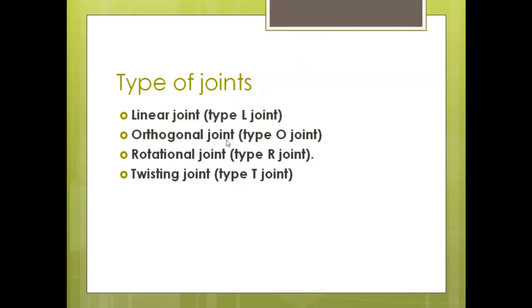Next very important point is types of joints. Different types of joints. Linear joint, it is also called type L joint. Next is orthogonal joint, also called type O joint. Next is rotational joint, also called type R joint. Next is twisting joint, also called type T joint. We will study in detail how they work.